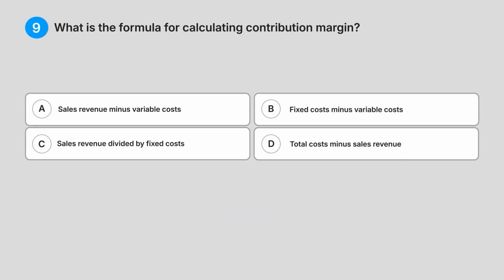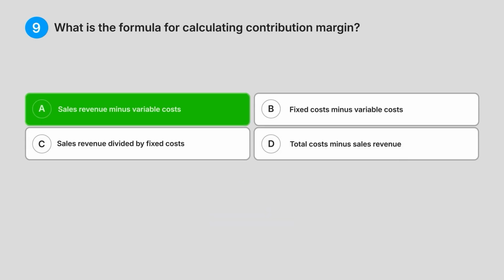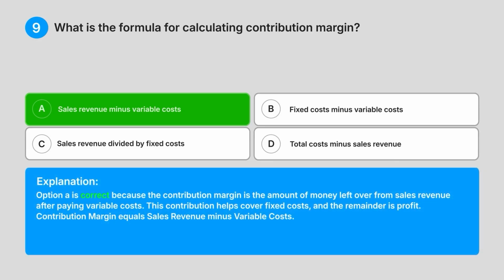Correct answer, A. Sales revenue minus variable costs. Explanation. Option A is correct because the contribution margin is the amount of money left over from sales revenue after paying variable costs. This contribution helps cover fixed costs, and the remainder is profit. Contribution margin equals sales revenue minus variable costs.